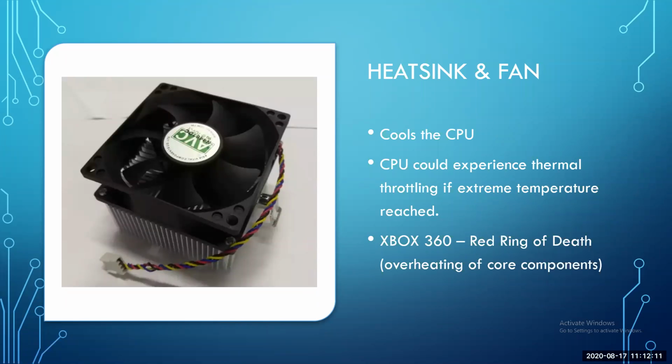If anybody remembers the Xbox 360 Red Ring of Death, that was because components were overheating; there wasn't sufficient cooling in that device. If you've ever been into a server room or server storage area, it's usually very cold in those rooms. That's to keep all the different components cool so they don't experience thermal throttling or melting.